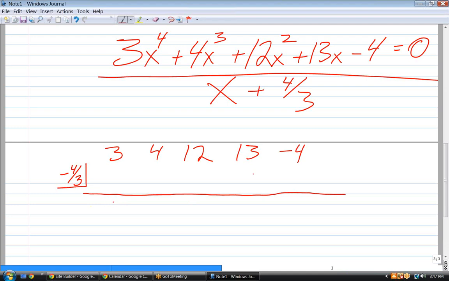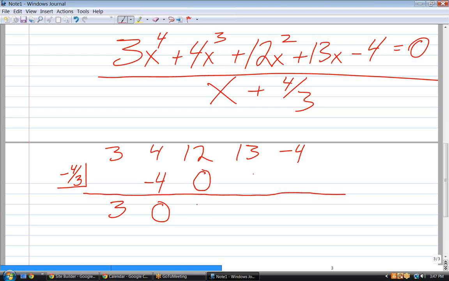Alright, so you bring down the 3, and you multiply it by the negative 4 over 3, so you get negative 4. And then you bring that down, and you multiply it by the 4 over 3. Hold on. When you say bring it down, we add these. Oh, yeah. So you get a 0 down there, and then you multiply it by the 4 over 3.